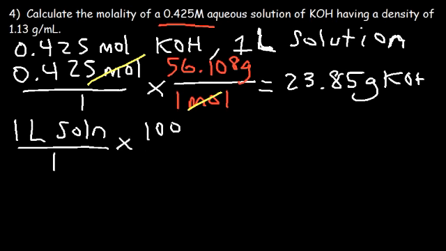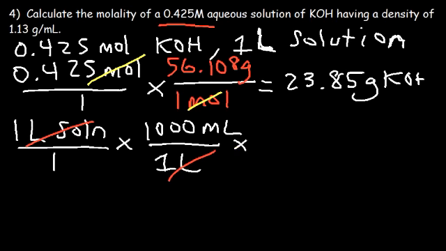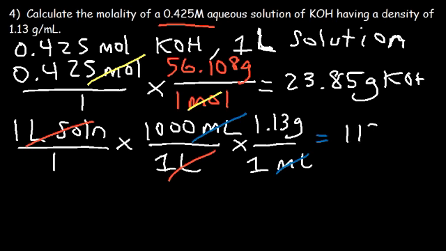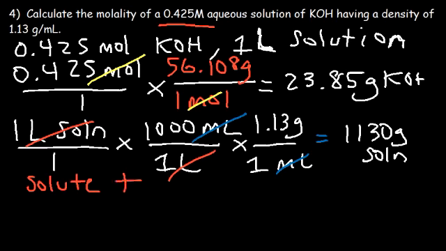So there are 1,000 milliliters per 1 liter. So the units liters cancel. And now we can convert from milliliters into grams using the density. So a density of 1.13 grams per milliliter means that for every 1 milliliter of solution, there are 1.13 grams of solution. So the units milliliters cancel. So 1,000 times 1.13 is basically 1130 grams of solution. Now we know that the solute plus the solvent equals the solution.